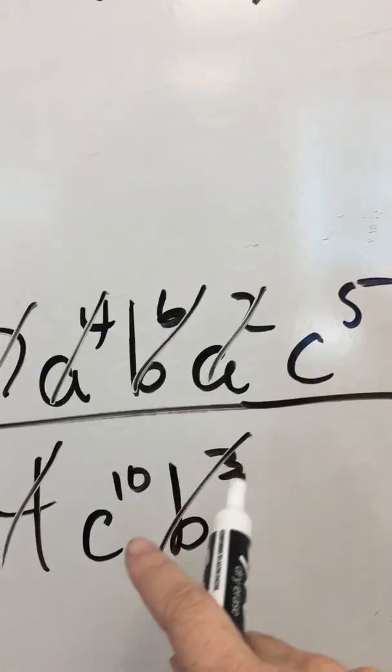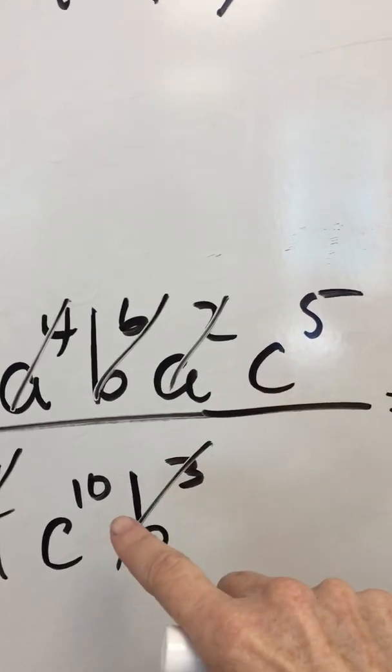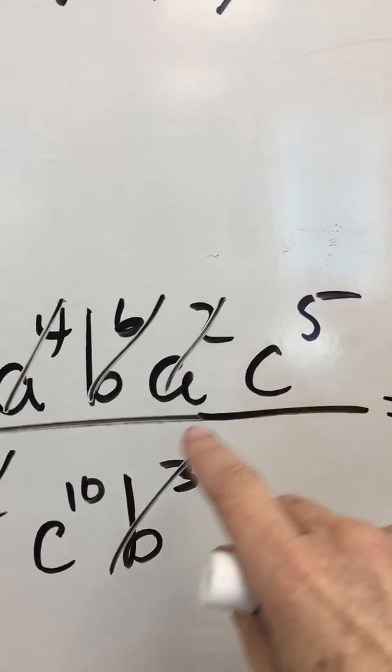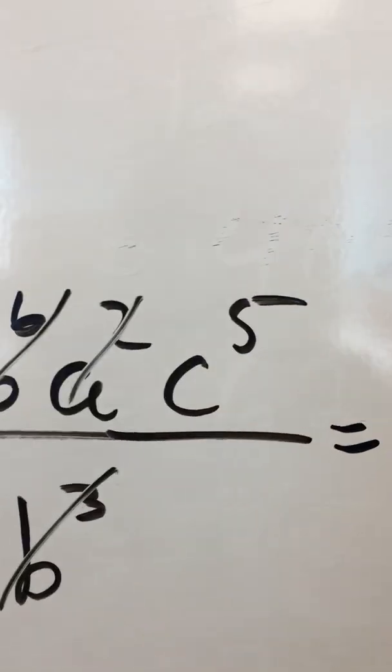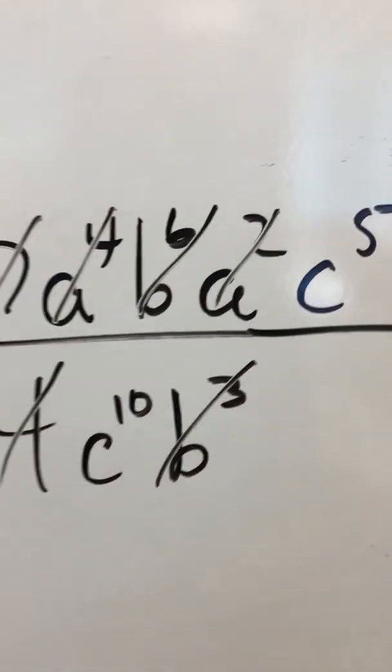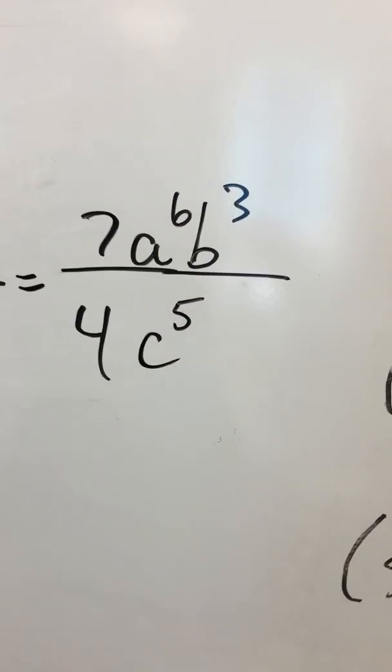And all I'm left with is the C's and C's. There's 5 C's on top and 10 C's on bottom. So 5 of these little C's are going to cancel out 5 of those little C's. How many are left over? You're right, there's 5 left over, and they are on bottom because that's where I had more of my C's to start with. So your final answer should look like that.